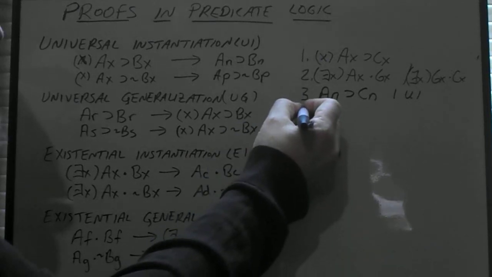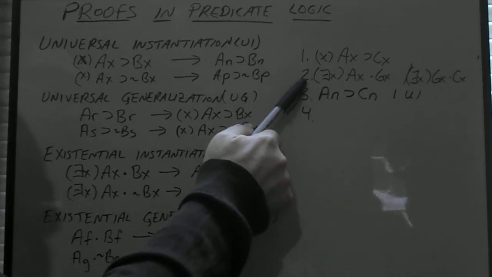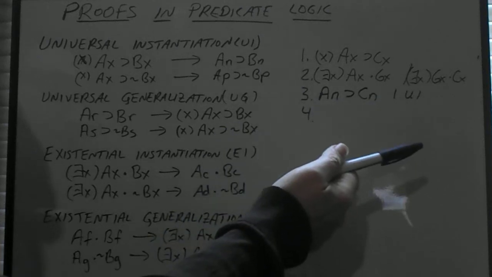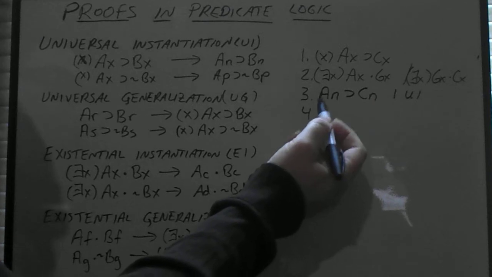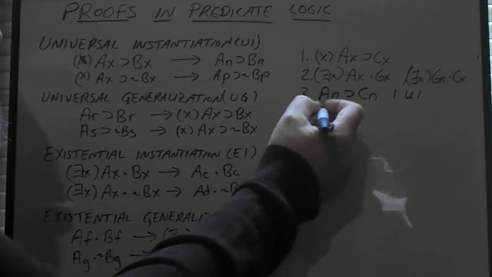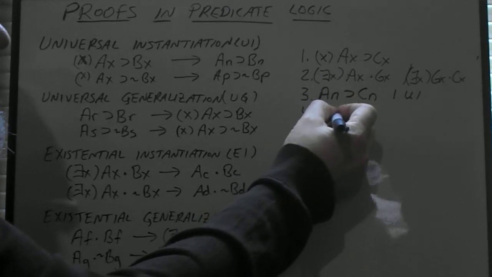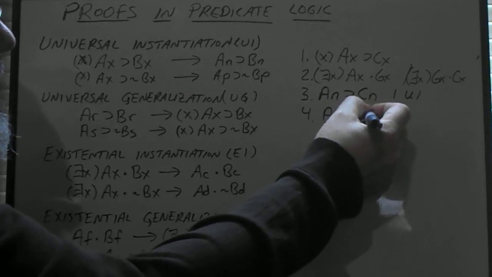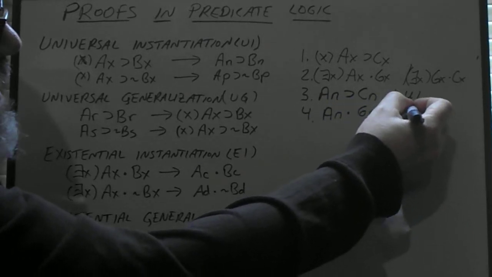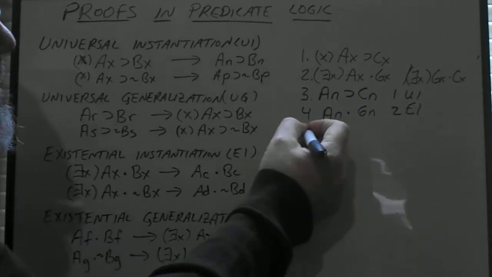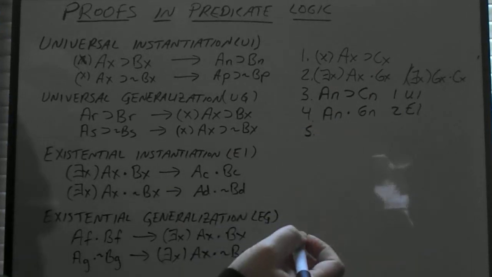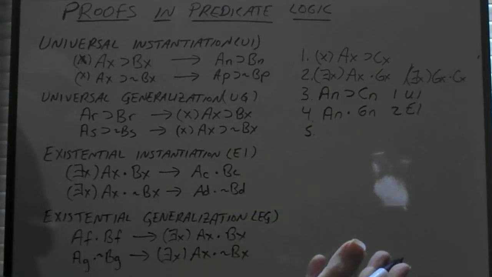Then line 4, I'm going to do an existential instantiation on line 2, using again that same letter. So I'm going to get rid of the existential quantifier, and we make that AN and GN from line 2, existential instantiation. And from there, we just go on and solve it as we normally would.